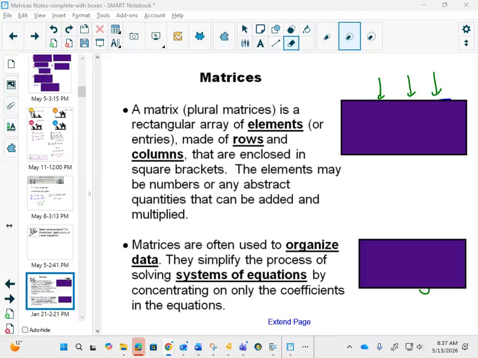Today we start matrices. Matrices is a plural for matrix.